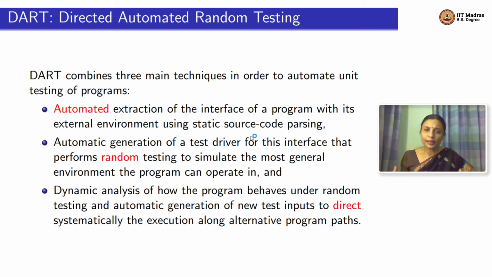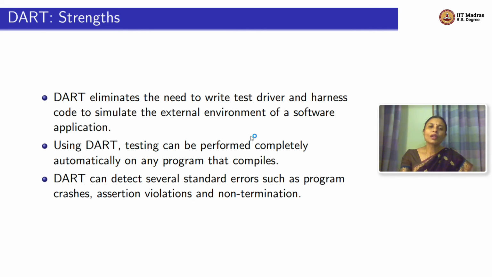The test driver takes this randomly generated set of inputs and runs the program. As it runs the program, it collects new test inputs and path constraints. And how does it collect new test inputs? It solves the path constraints, negates the portions of path constraints that it collects to explore alternate program paths, gives it to a constraint solver, solves the path constraint, and uses them to drive the program along alternate execution paths. So these are strengths, as documented by the paper, that Dart has.